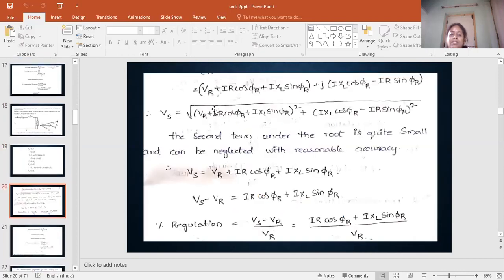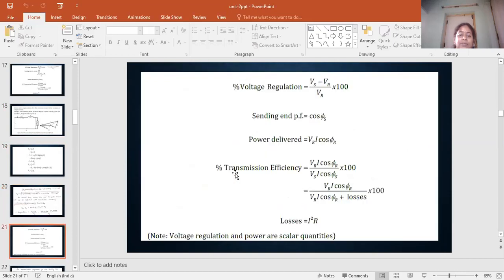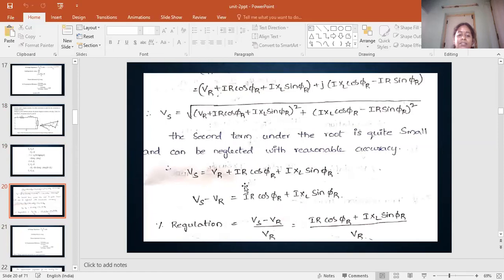We can get the real terms on one side and the imaginary terms on the other side: Vr plus IR cos phi R plus IXL sin phi R, plus j times (IXL cos phi R minus IR sin phi R). Okay, here is the value for the Vs. And we can solve this equation. We can get Vs equal to Vr plus IR cos phi R plus IXL sin phi R. This is the same calculation, and the same value is obtained in the normal method and in the complex method also.